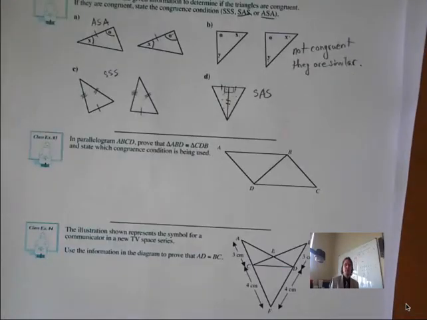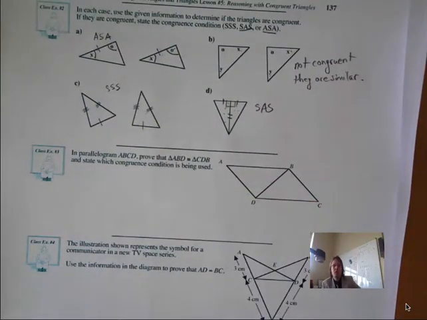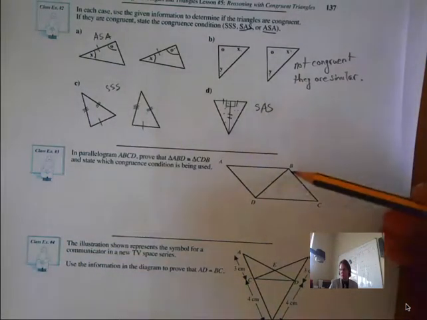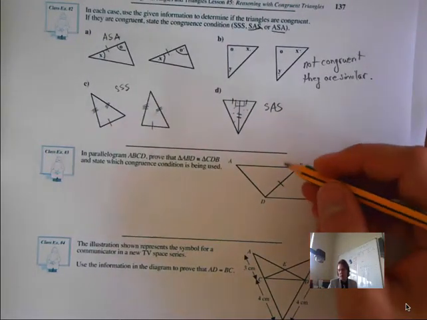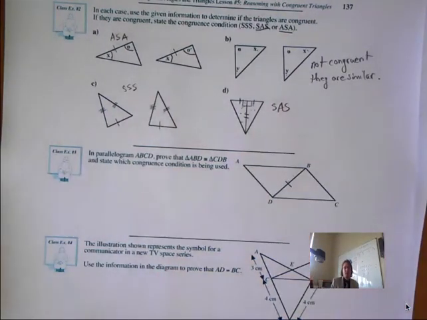Okay, example 3. In a parallelogram ABCD, prove that ABD is congruent to CDB, and state which congruence condition is being used. So, I'm looking at this here. We have my 2 triangles. Now this one, we're going to have to use some of the reasoning that we used in lessons before. I have to try and prove that some of these angles are the same. Well, first of all, we know this side is shared, so it must be the same on both triangles.